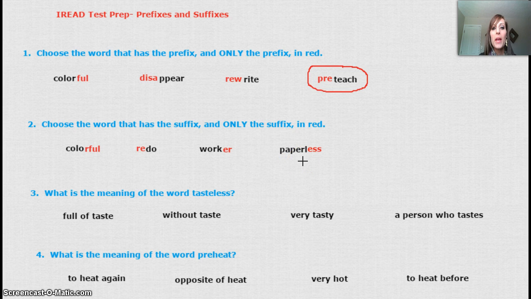Paperless. Paperless is a real word. My root word is paper, but look what they have in red. E-S-S. Do you know of a suffix ess? I don't either. The suffix is less, L-E-S-S. That one's not it either, but they are trying to trick me, aren't they? Let's go ahead and circle my answer, worker.